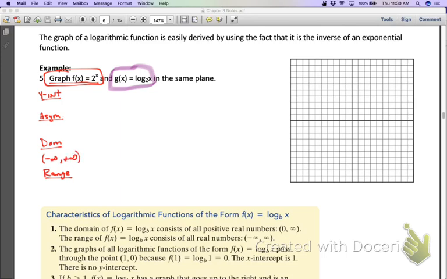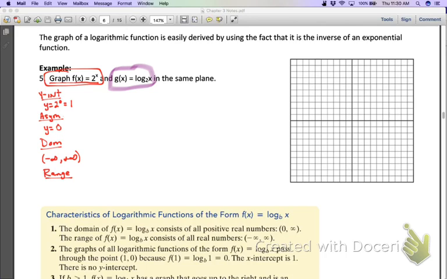Asymptote was whatever was plus or minus, so it would have been an asymptote of y equal to k, which in this case was 0. Our y-intercept, we just plugged in 0 for x, so we got y equal to 2 to the 0 power, so we got y equal to 1.